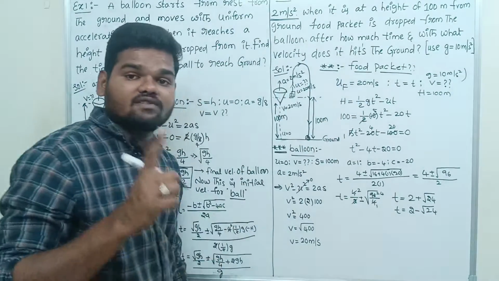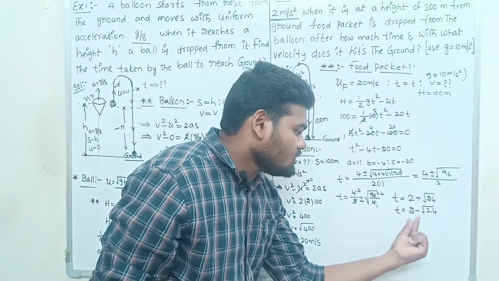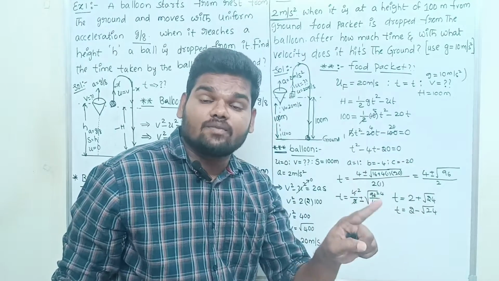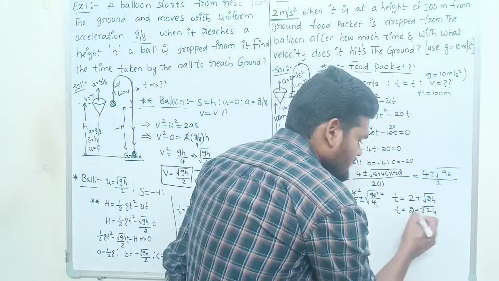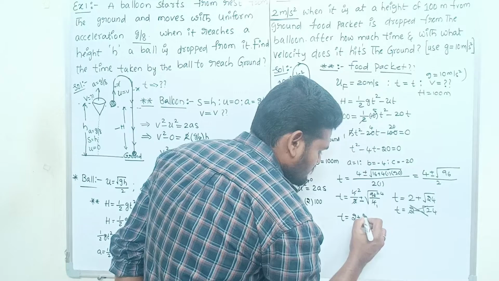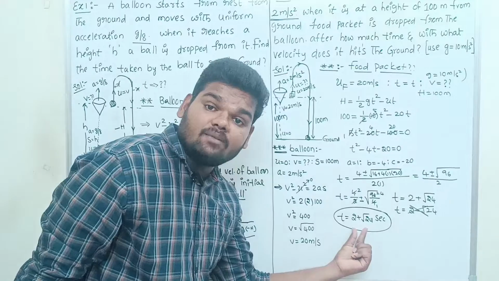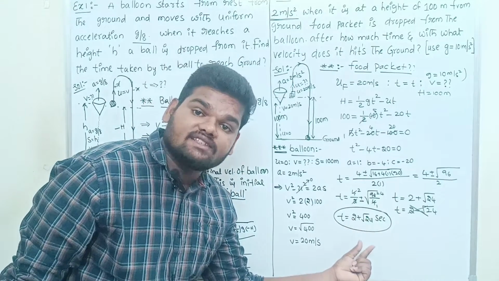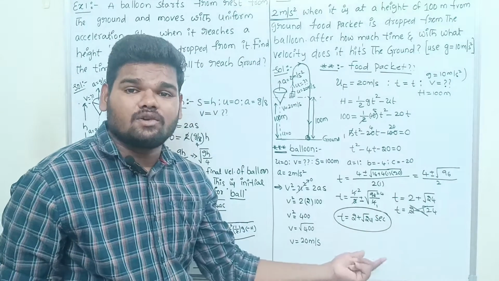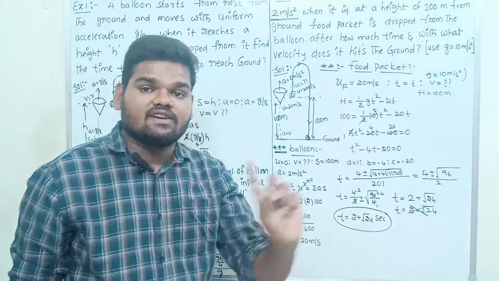The value of root 24 is nearly equal to 4.6. 2 minus 4.6 you will get minus 2.6, and negative time does not exist. So finally we got the time t is equal to 2 plus root 24 seconds. So the time taken by the food packet to reach the ground is t equal to 2 plus under root of 24 seconds. The root 24 value is 4.6 something, so 4.6 plus 2 is about 6.6 seconds.